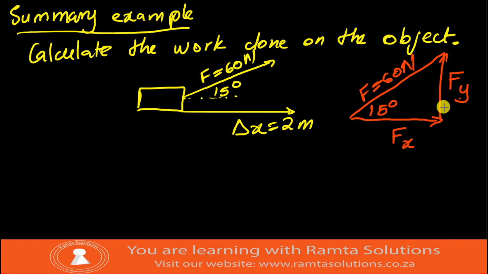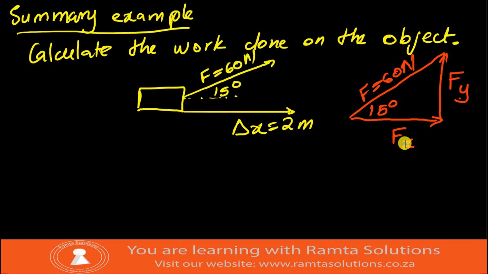Which one can do work on the object? As you can see, F sub y will not do work on the object. Why will it not do any work? Because the displacement is to the right, while F sub y is going upwards. So that is perpendicular to the displacement, so it's zero work done.